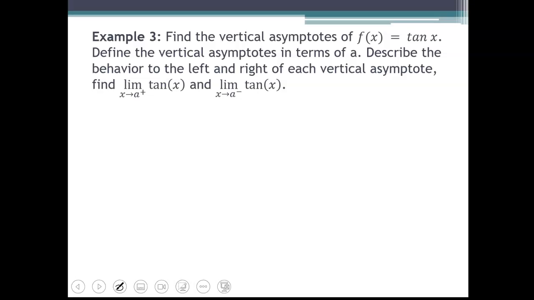Tangent. Looking at just tangent by itself right now, is there an obvious denominator? No. But we know that the tangent function 100% has vertical asymptotes. Why? Well, that's because the tangent of x isn't really tan. The tangent of x is really sine over cosine, and cosine 100% equals 0. So everywhere the cosine of x is equal to 0 will act as a vertical asymptote on tangent.